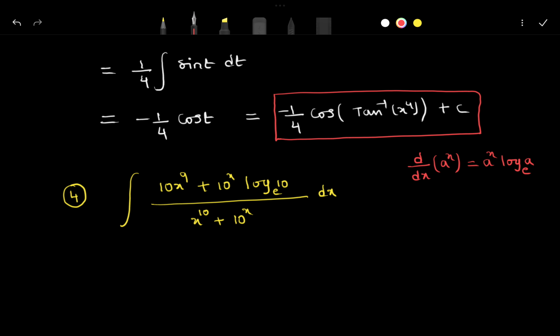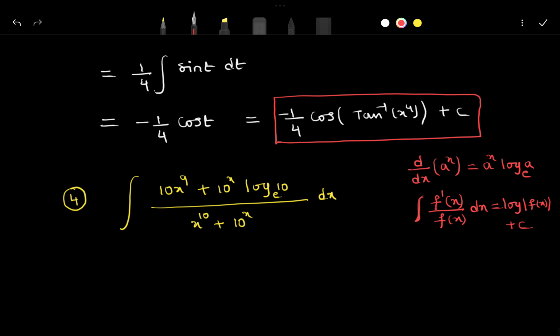And the next one is the integration formula: the integration of f dash of x whole divided by f of x into dx equals log of f of x plus c. Actually, without using this formula, you can also use the substitution method.